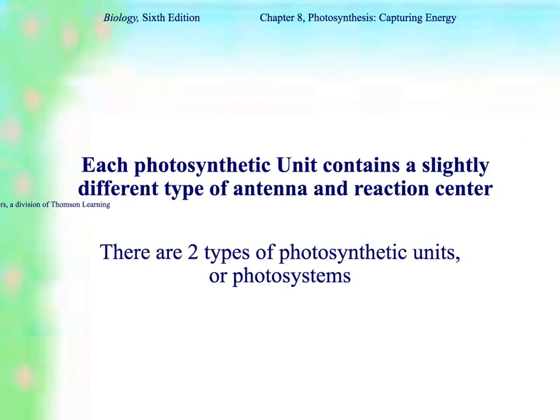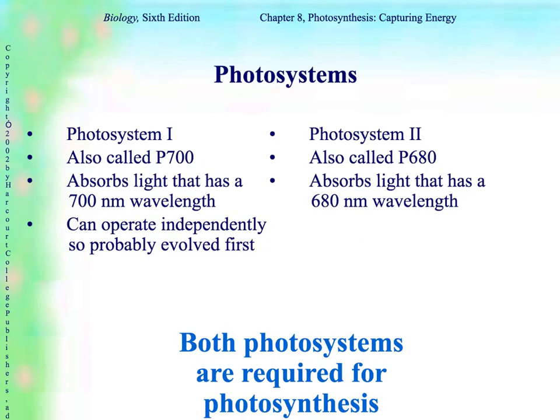And there are two types of photosynthetic units associated with plants, and they're called photosystems. You have photosystem 1 and photosystem 2. Photosystem 1 is also called P700. The 700 refers to the wavelength in nanometers where it's going to absorb its light. It can operate by itself independently. And then you have photosystem 2, which is called P680, and that's where it's absorbing its light, at 680 nanometers of wavelength. Both of these photosystems are required for photosynthesis.